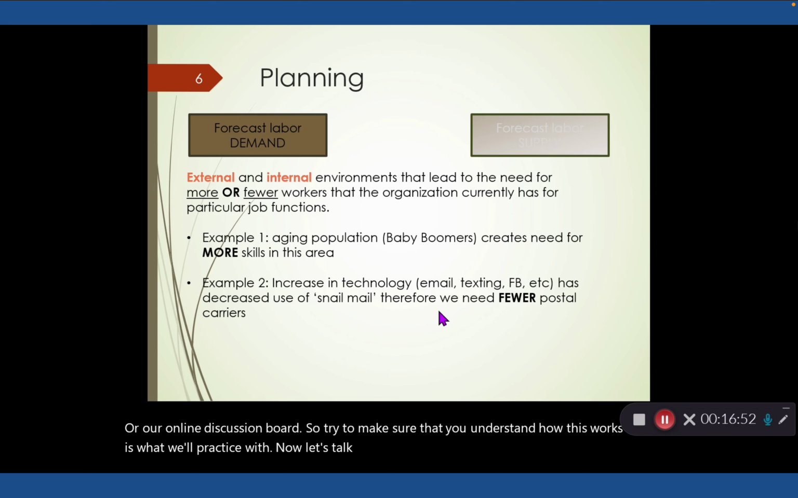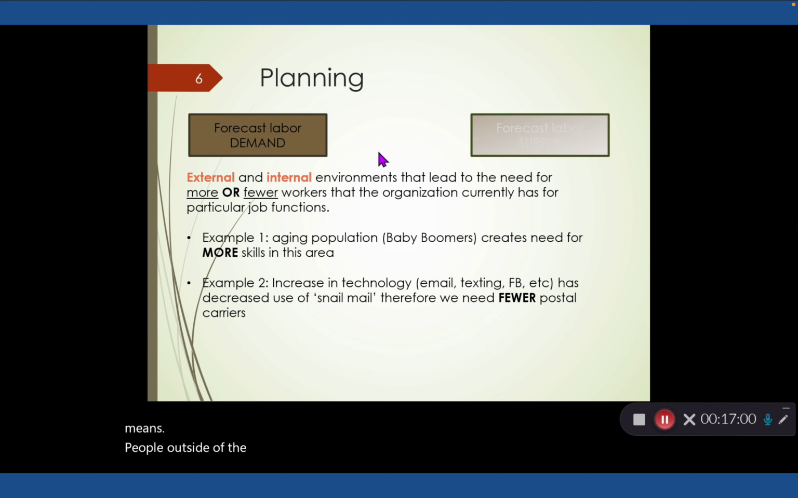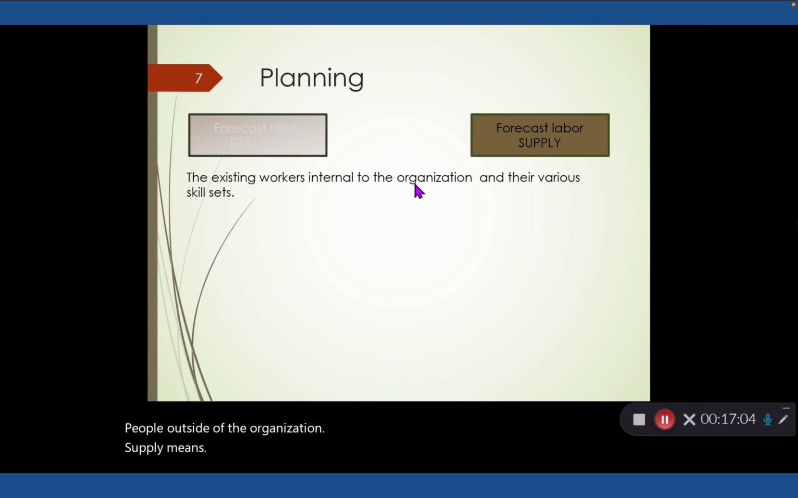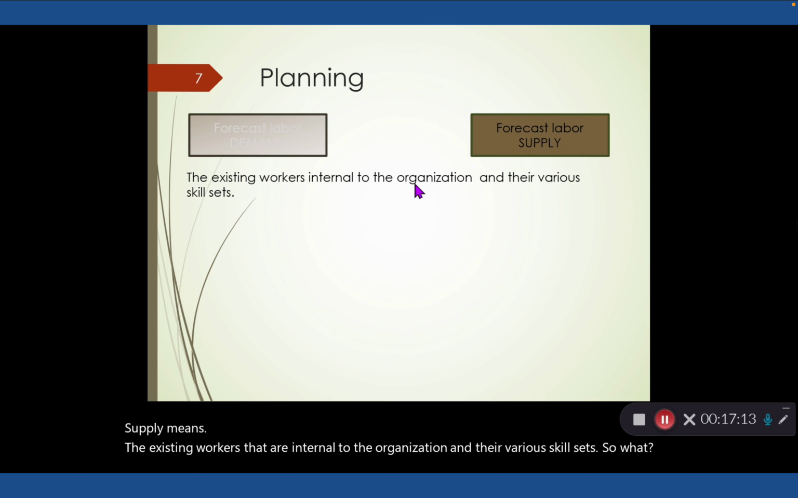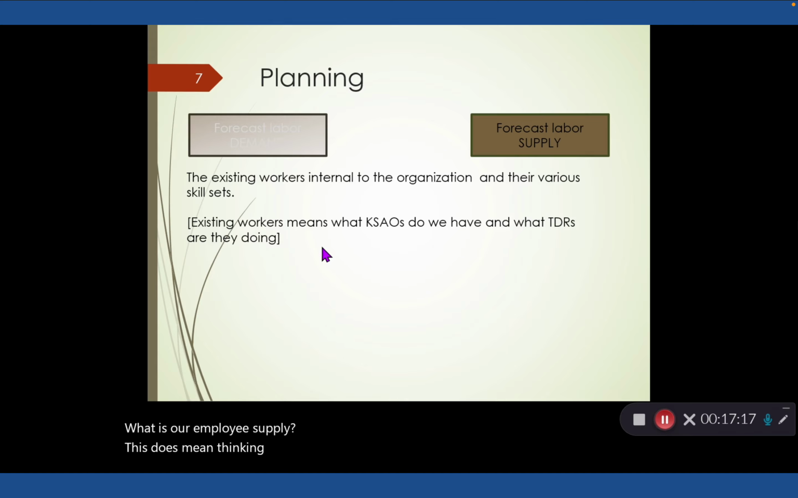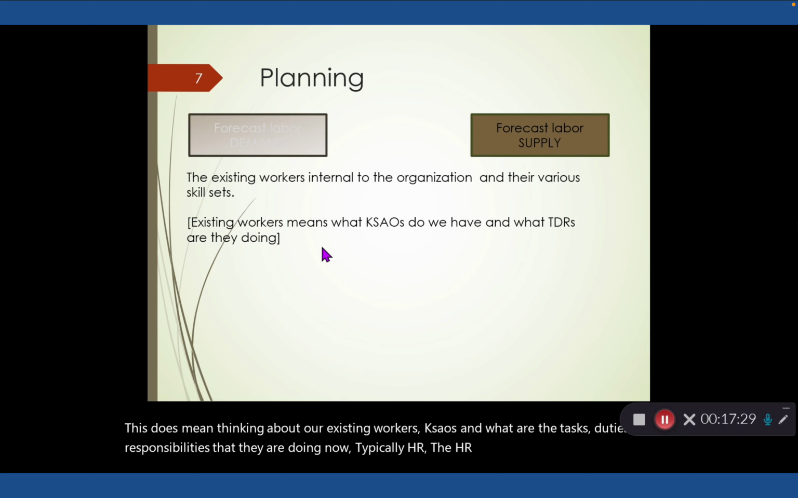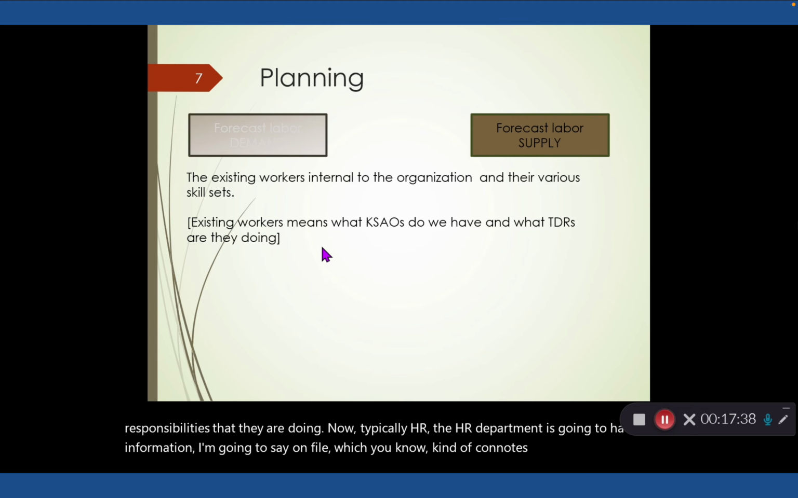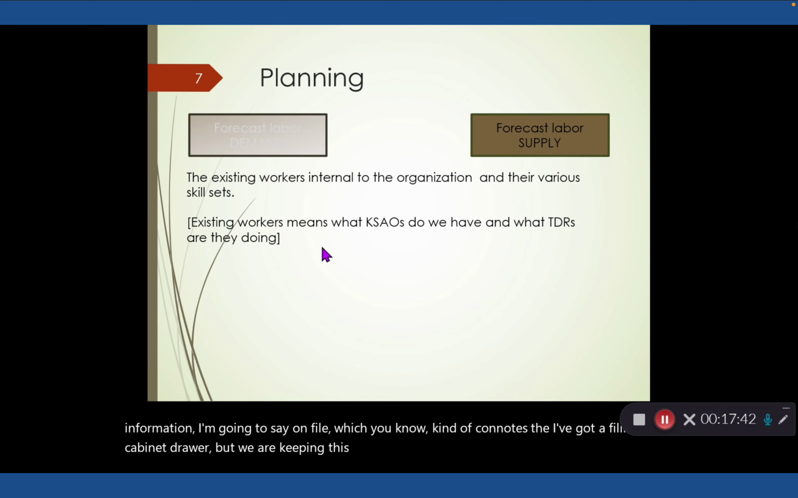Now, let's talk about the supply. Demand means people outside of the organization. Supply means the existing workers that are internal to the organization and their various skill sets. So what is our employee supply? This means thinking about our existing workers, KSAOs, and the tasks, duties, and responsibilities that they are doing. Typically, the HR department is going to have this information on file, which kind of connotes a filing cabinet drawer, but we are keeping this in some sort of database.